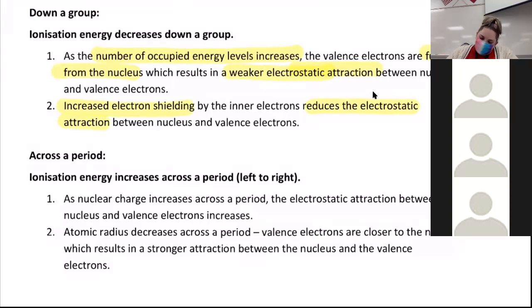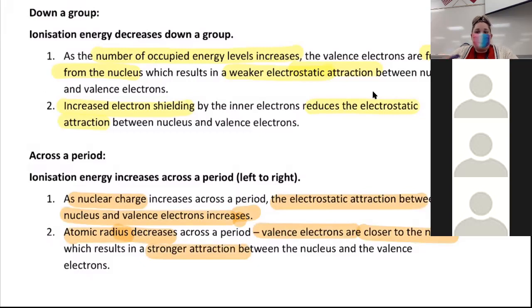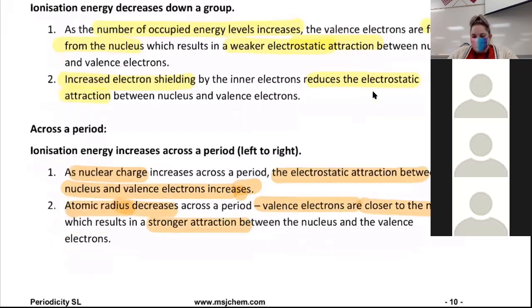As you go across a period, we talked about nuclear charge. So nuclear charge increases, and so that means that the attraction between the nucleus and the valence electrons increases, which means it's going to require more energy for you to overcome that attraction and take an electron away. Okay. They also relate it back, like I said, to atomic radius, because atomic radius decreases. The valence electrons are closer to the nucleus, so there's a stronger attraction. Okay. So that basically is just summarizing what I went over.